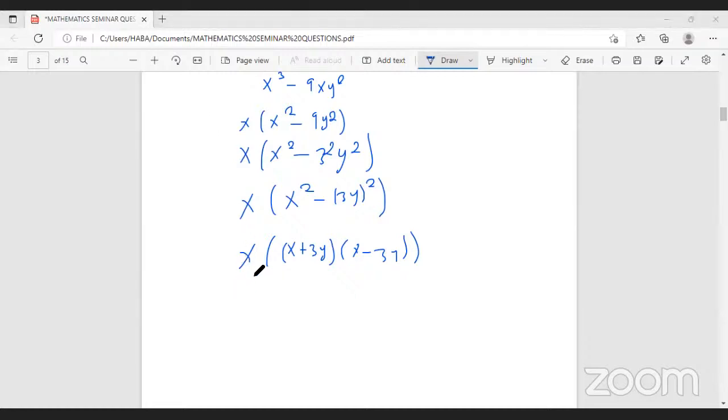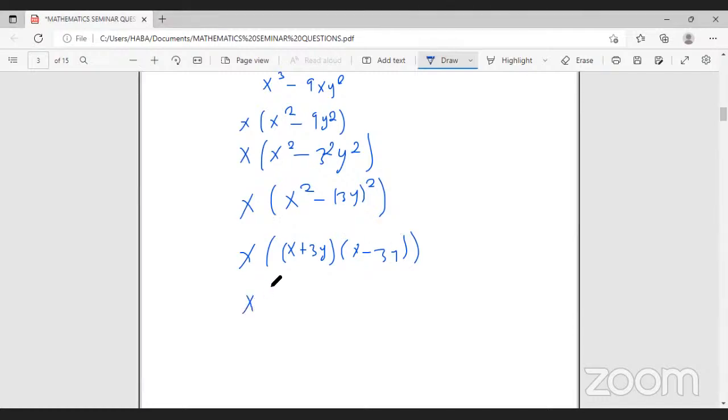Thank you very much. So here we can conclude and remove these other two brackets. So we say this would be x into x plus 3y into x minus 3y. So here where we applied the difference of two squares, for some of us who may have forgotten, we have that a squared minus b squared is equal to a plus b into a minus b. So that is what we applied here to get to that second last step.